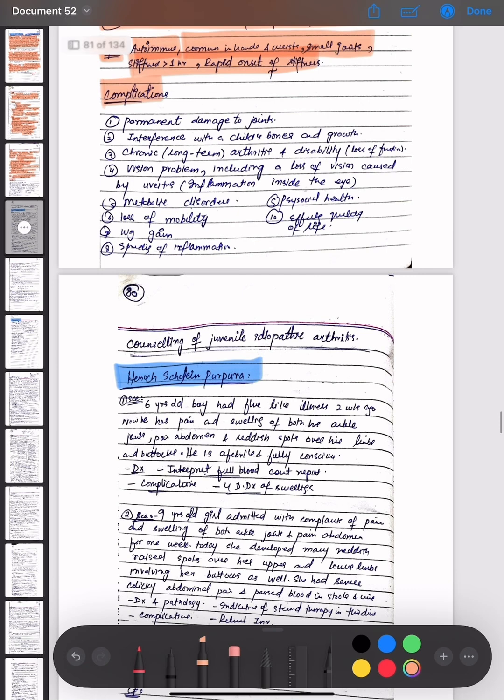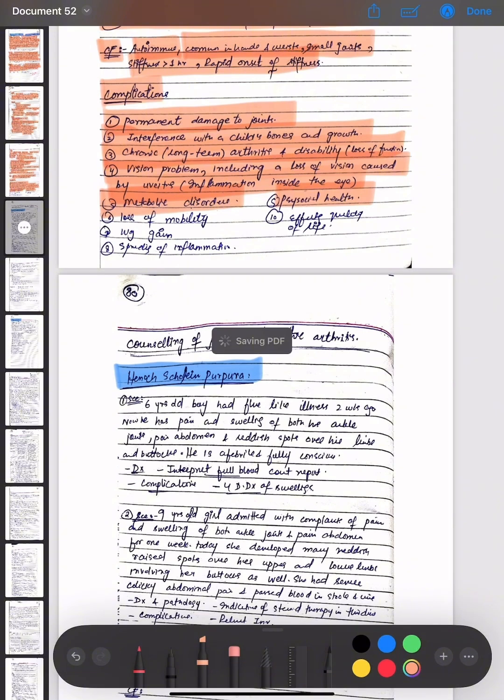The complications are permanent damage to the joint, interference with the child's bones and growth, chronic long-term arthritis and disability, that is loss of function, vision problems including loss of vision caused by uveitis, inflammation inside the eye, metabolic disorders, and psychosocial problems. It affects the quality of life, and loss of mobility occurs, weight gain occurs, and spreading of the inflammation occurs. These are the complications of juvenile idiopathic arthritis.